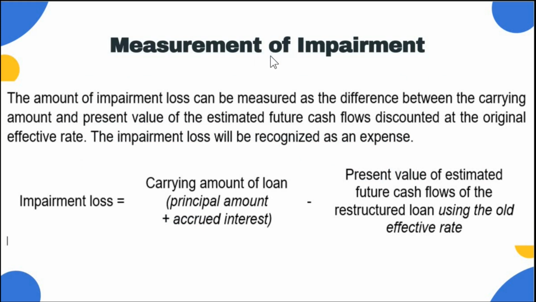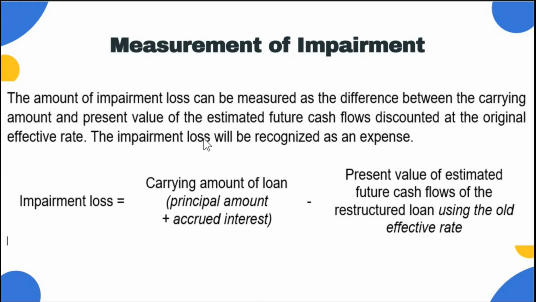Okay. So how do we measure the impairment? The amount of impairment loss can be measured as the difference between the carrying amount and the present value of the future cash flows discounted at the original effective rate. The impairment loss will be recognized as an expense. So impairment loss is just the difference between the carrying amount of the loan, that's principal plus accrued interest, minus the present value of the estimated future cash flows of the restructured loan using the old effective rate.